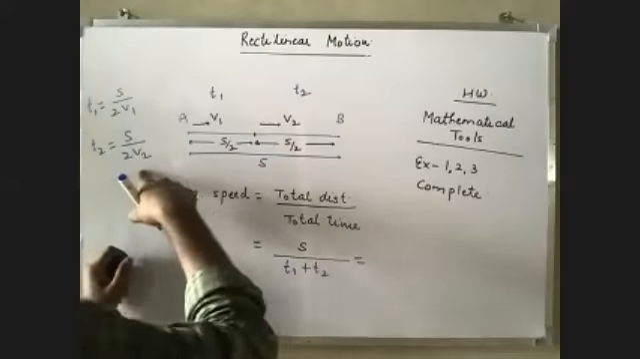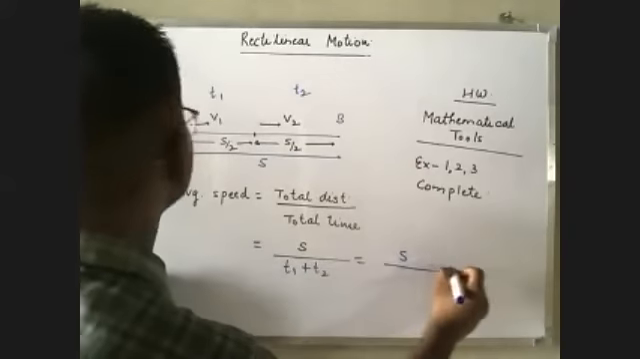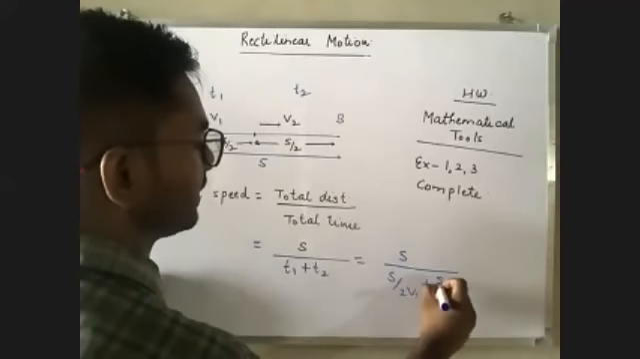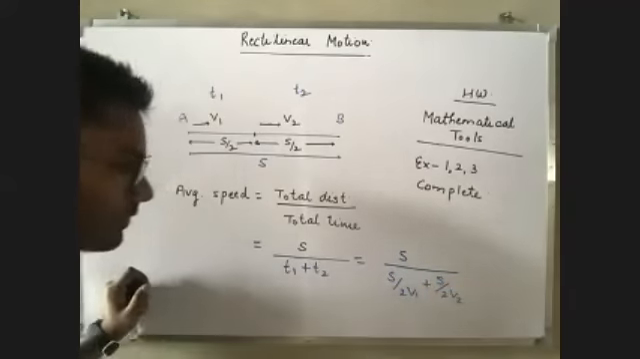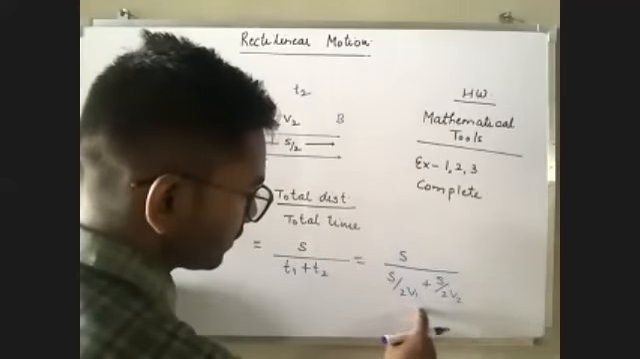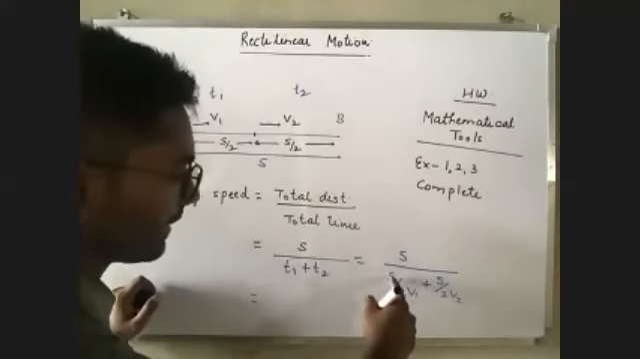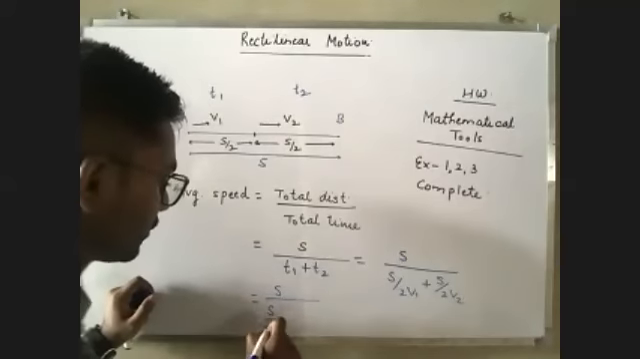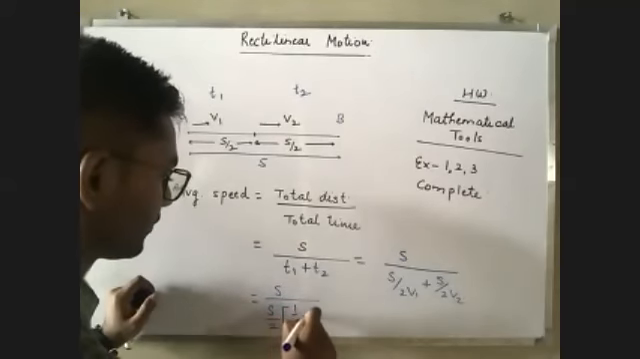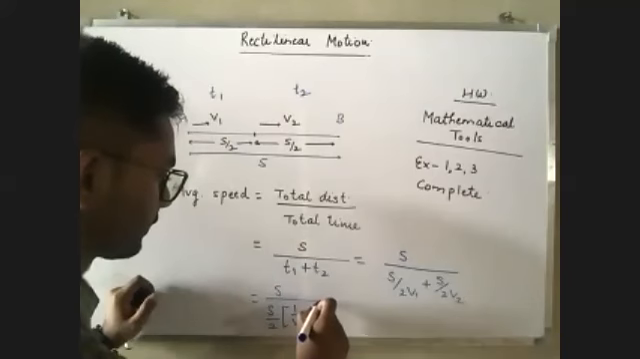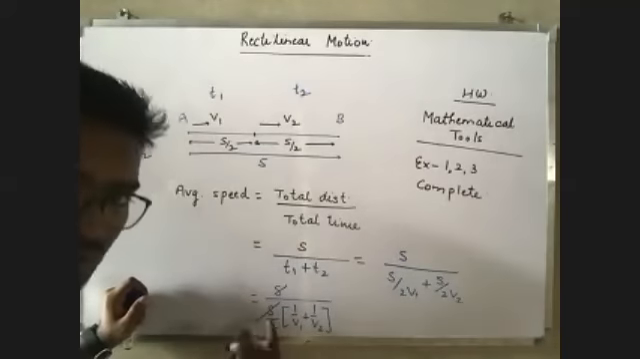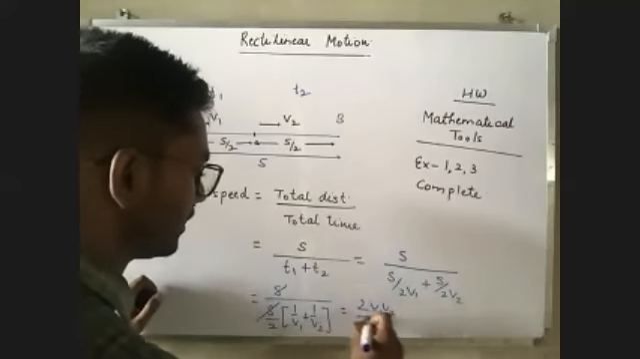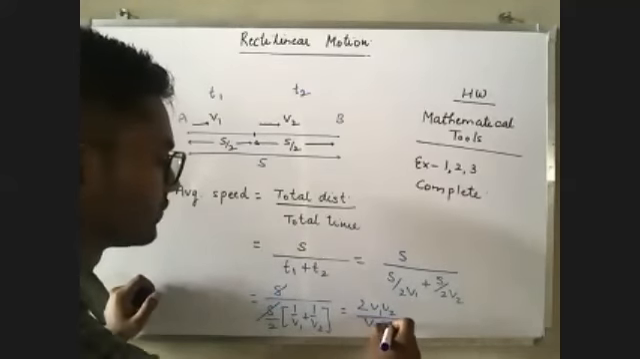If I put the values I have calculated, it is S divided by (S by 2v1 plus S by 2v2). If I take S by 2 common, it is S divided by S by 2 times (1 by v1 plus 1 by v2). The S gets cancelled out, the 2 goes upside. So it is 2 v1 v2 divided by v1 plus v2.